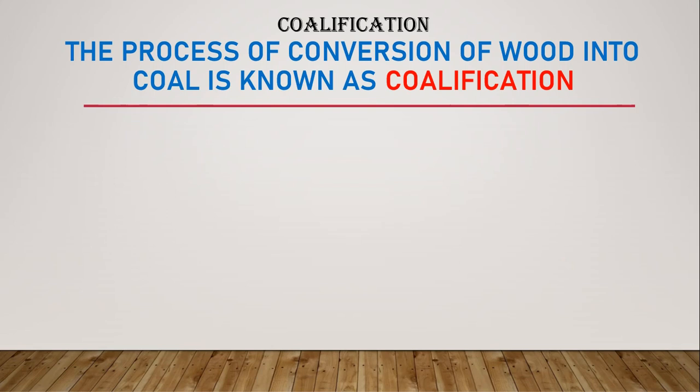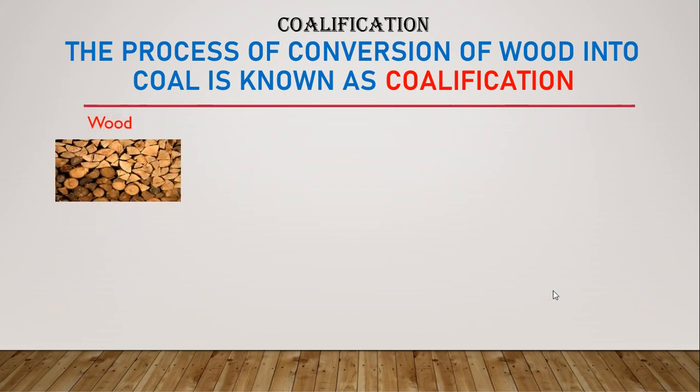What is coalification? The process of conversion of wood into coal is known as coalification. So once the wood starts to convert into coal, this process is known as coalification. It is not a direct procedure. There are some formations in between. Let us check. First, when the wood is heated, it is converted into peat.